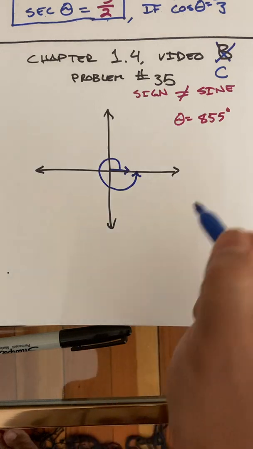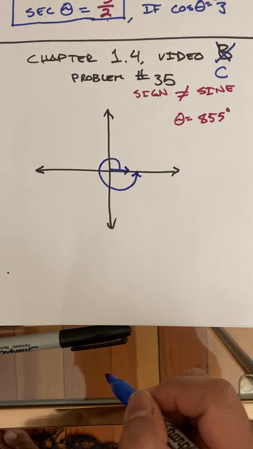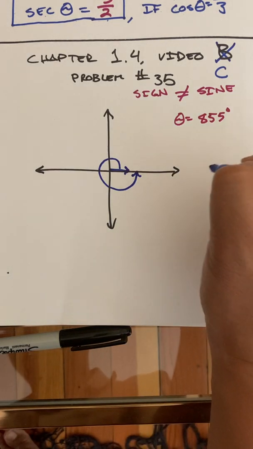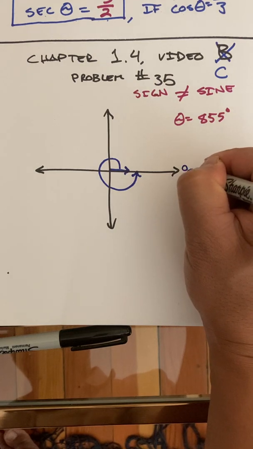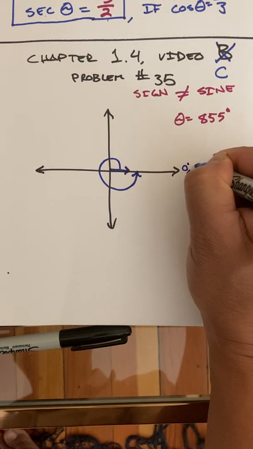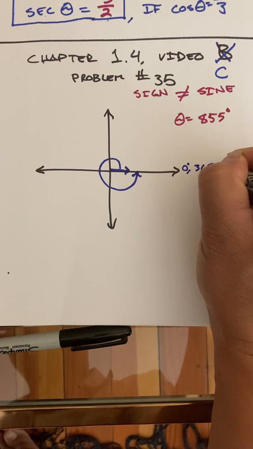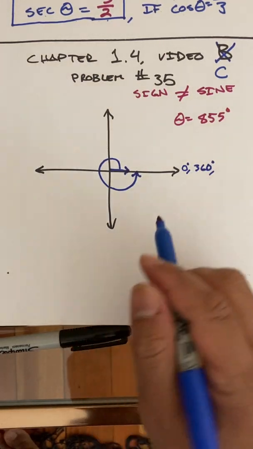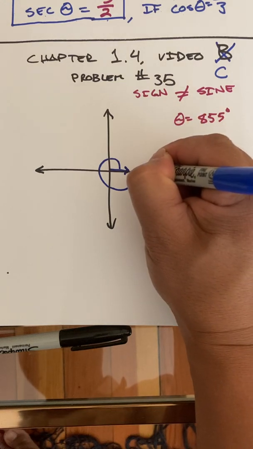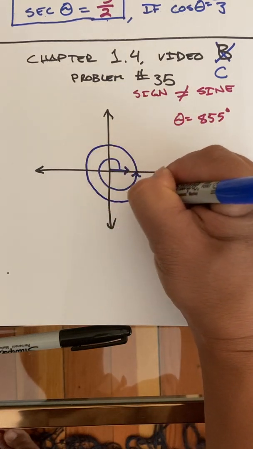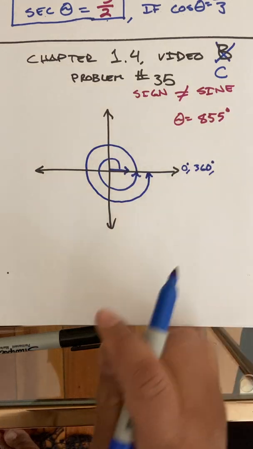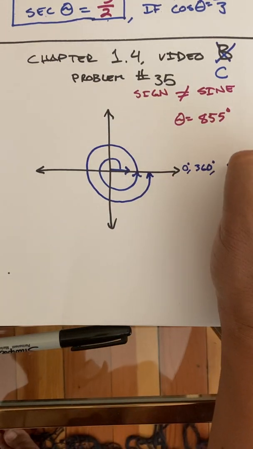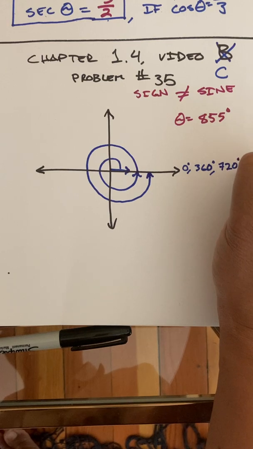Okay? So when we get around, that's already 360. Okay? So the 0 angle is coterminal with 360. But we're going to 855, so we've got to go even more than that. I'm going to do another circle because I know that the next circle will put us at 720 degrees. Okay?